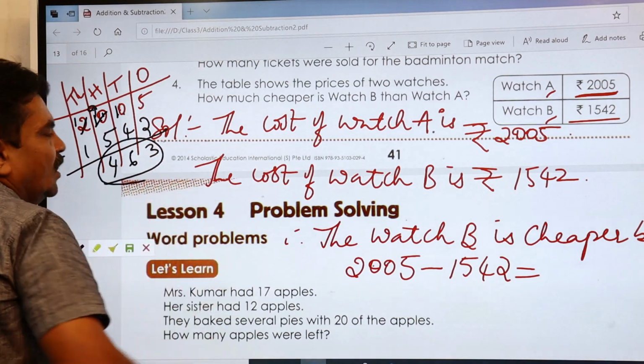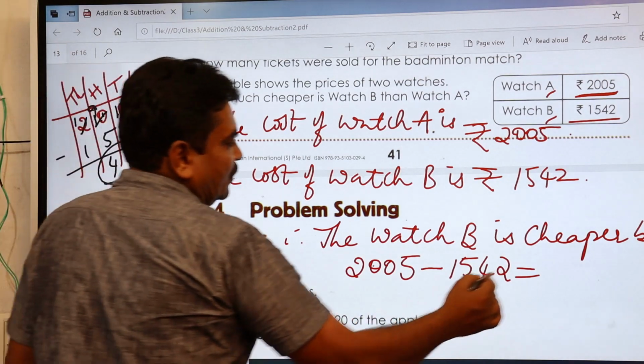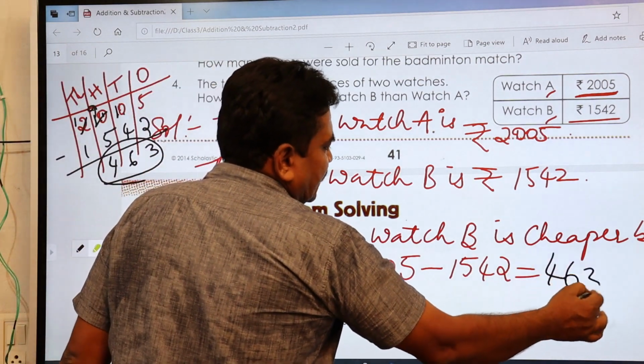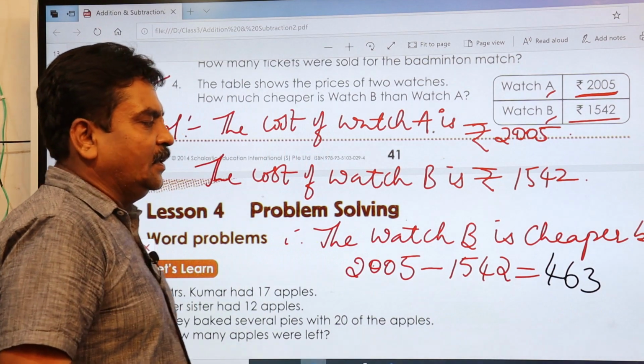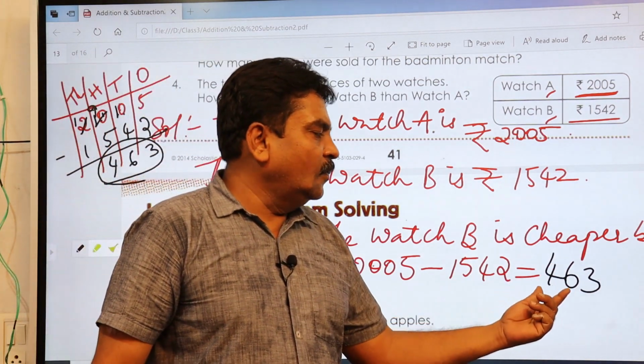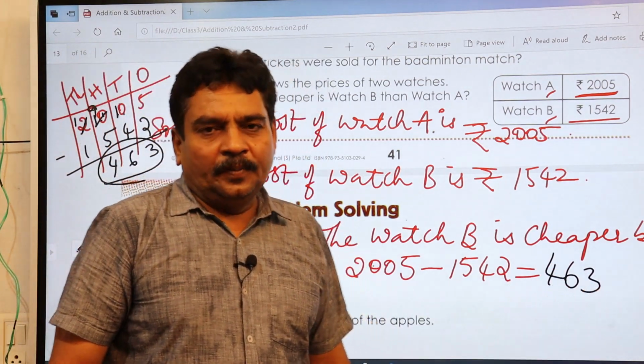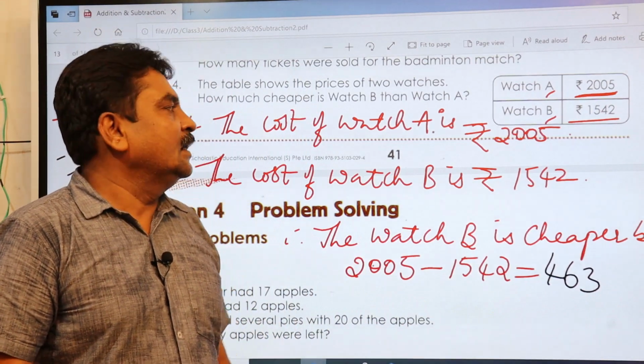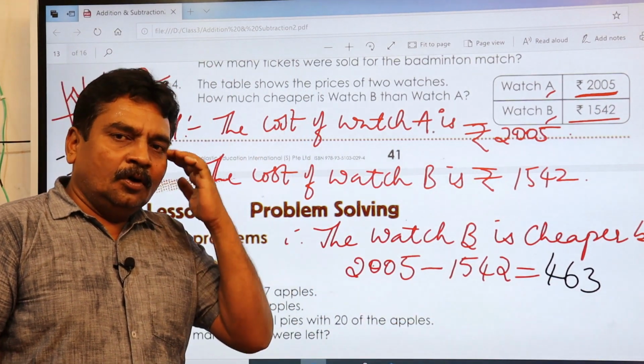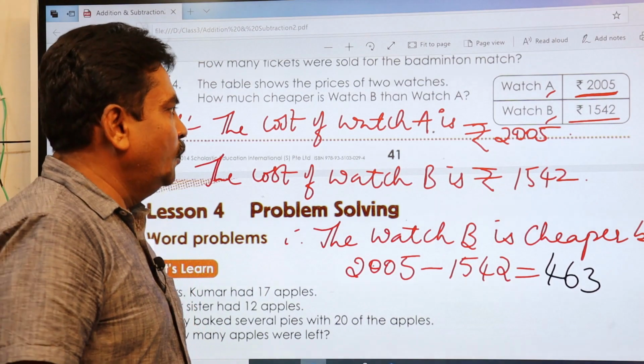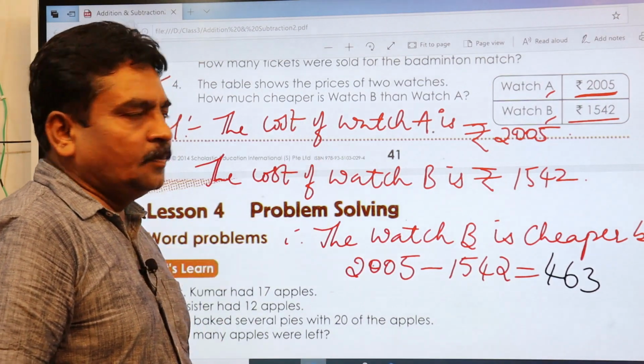So the answer is 463. So watch B is cheaper by 463 rupees. This is your answer. In this way you are going to do this. Hope you have understood this problem.